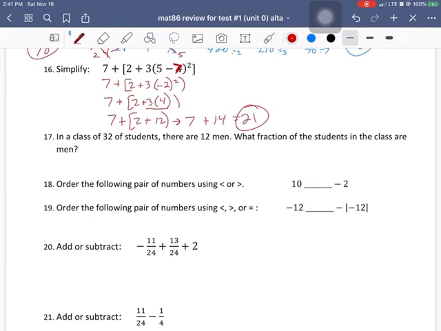Let's see. Class of 32 students, there were 12 men. What is the fraction? All right, so the total goes on the bottom. Okay, that's the denominator. There are 12 men, and the 12 is the fractional part.